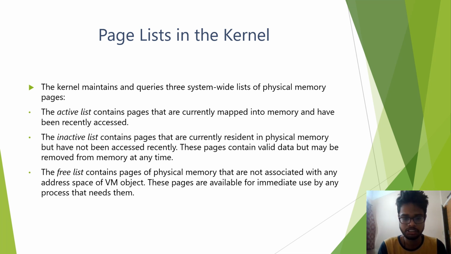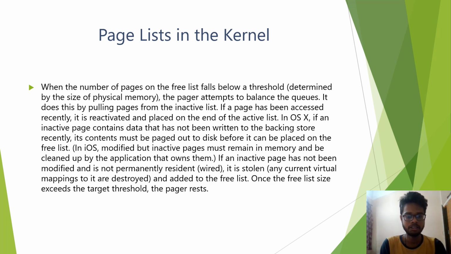The free list contains pages of physical memory that are not associated with any address of a virtual memory object. These pages are available for immediate use by any process that needs them. So when the number of pages on the free list falls below a threshold, the pager attempts to balance the queues. It does this by pulling pages from the inactive list.